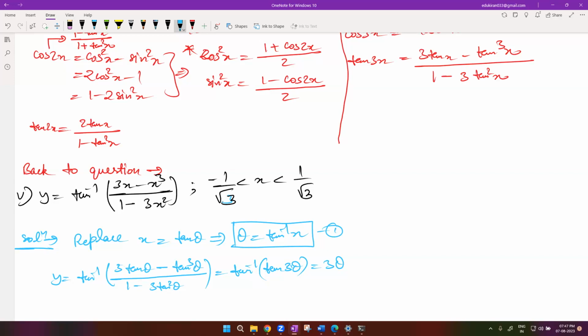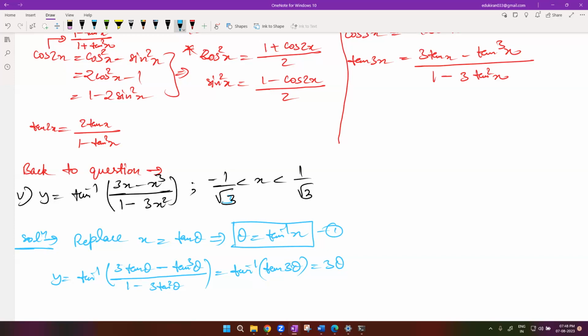I would also like to enlighten you about why this x is given like this, minus 1 upon root 3 to 1 upon root 3. Generally, you have seen that the domain of tan inverse is always real numbers, so we can put anything in place of x in the case of tan inverse. But in this particular case, why is x from minus 1 upon root 3 to 1 upon root 3?